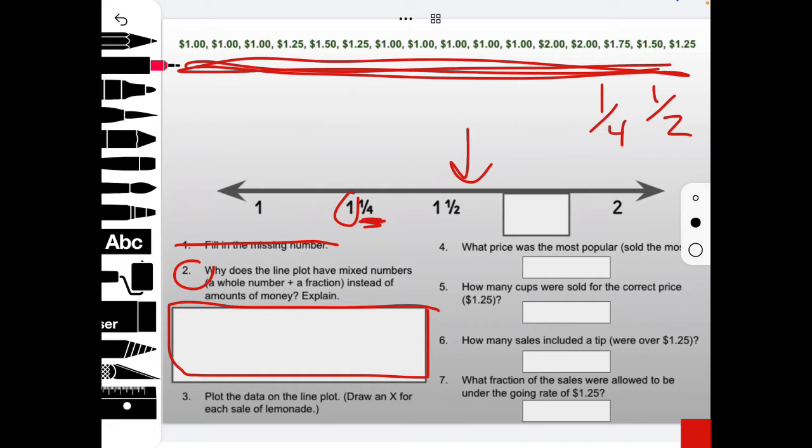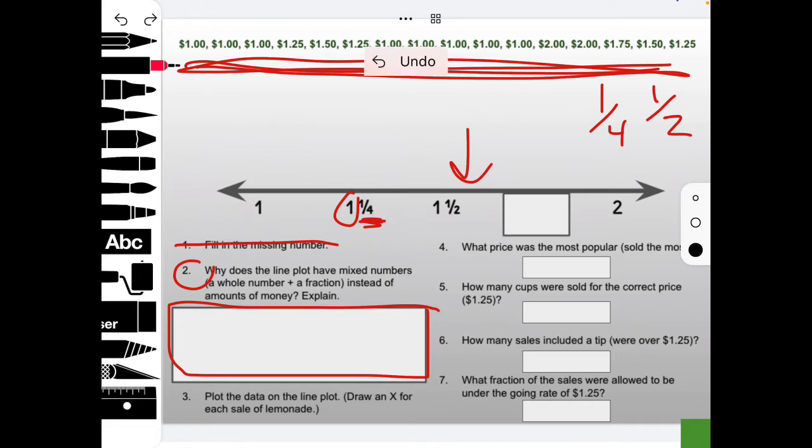Well, I wanted to use money because with lemonade and with real world problems, you're going to be running into money. And also, I wanted to segue or transition into teaching money. So that's why I used money. When it comes to money, you have a built-in quarter and a built-in, where's my half?